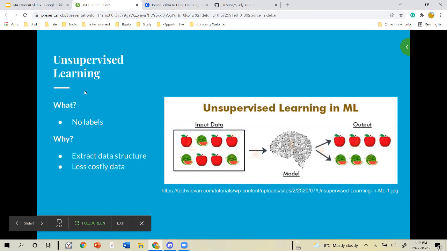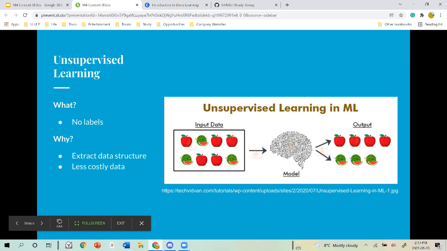So what is unsupervised learning? It's where you have the data, but you don't have the labels to the data. As you can see in this picture, in your data you have apples and watermelons, but you don't know the answers to those data. If you don't know the answer, then why do we still want to use it, right? So how is unsupervised learning useful?